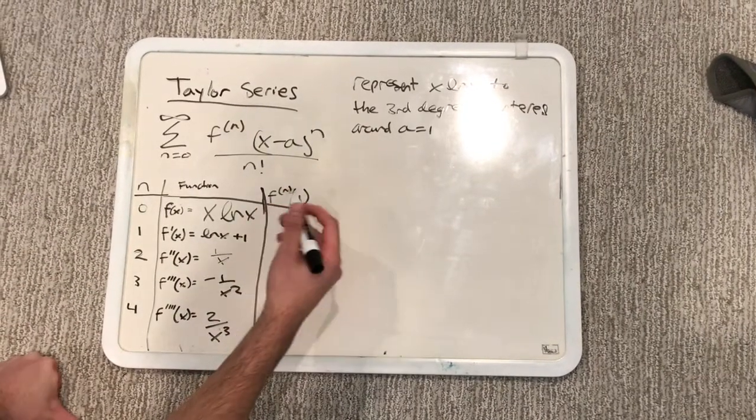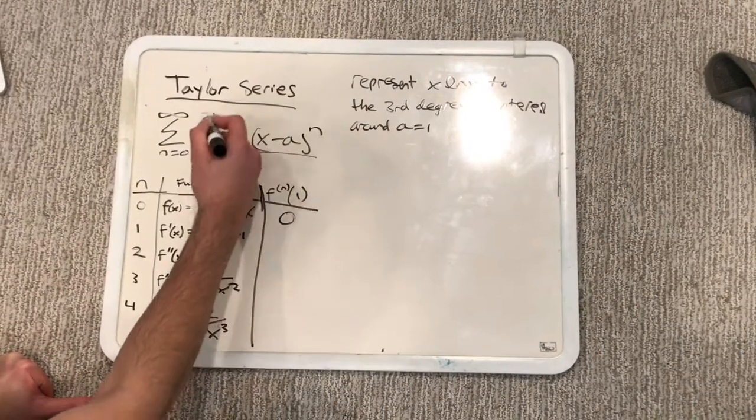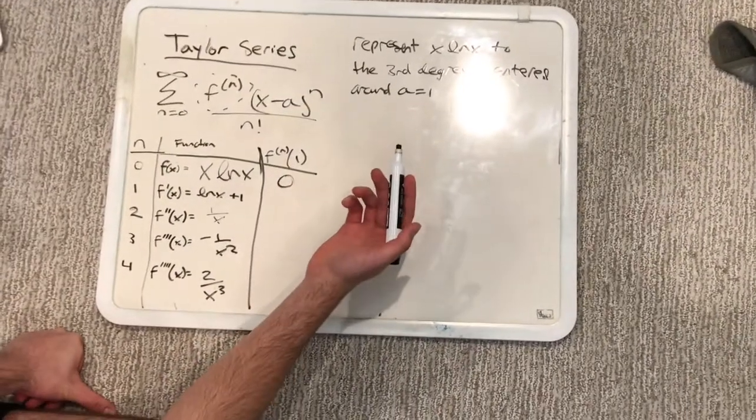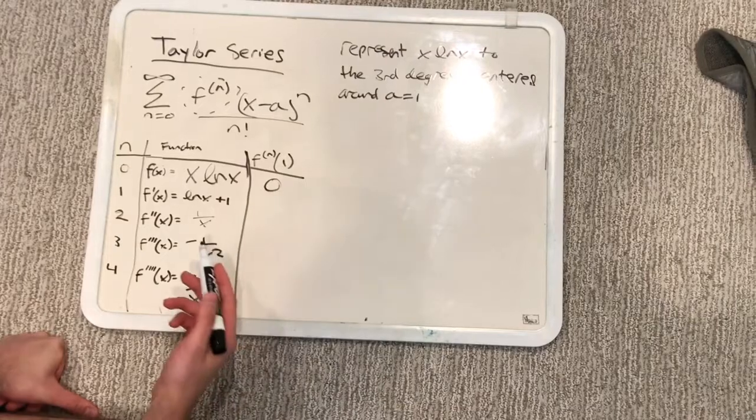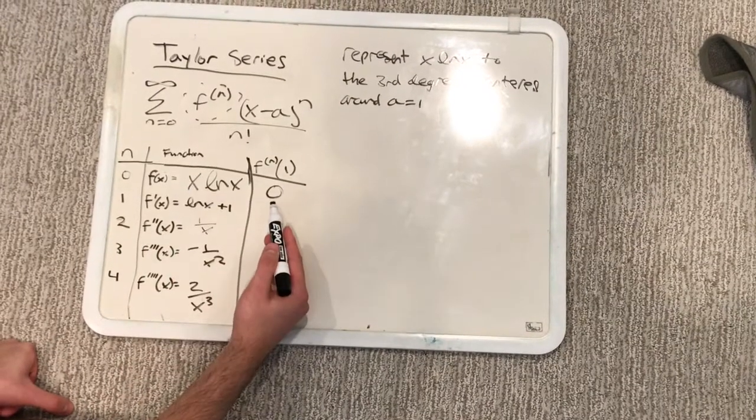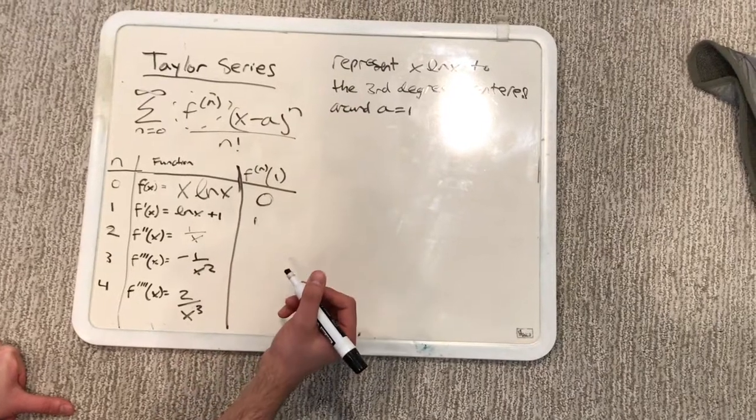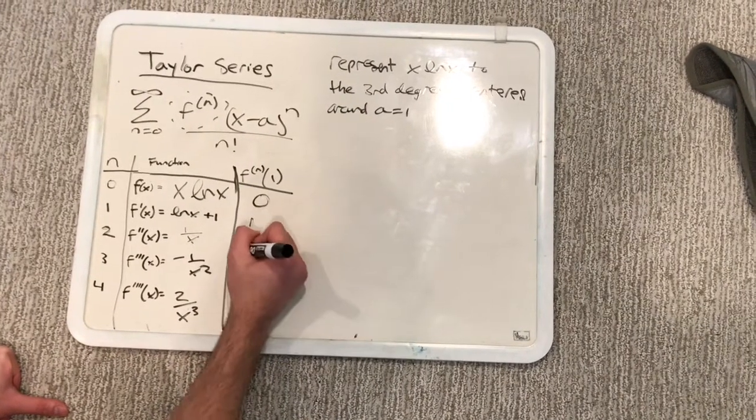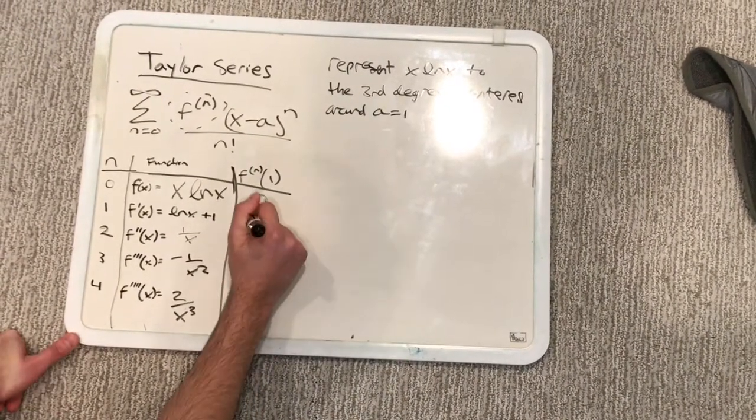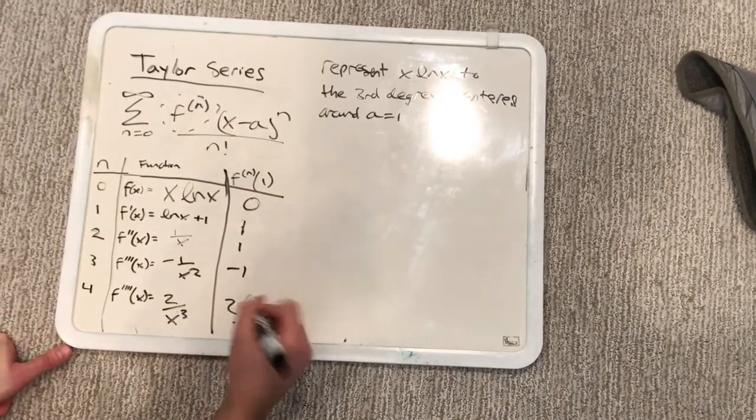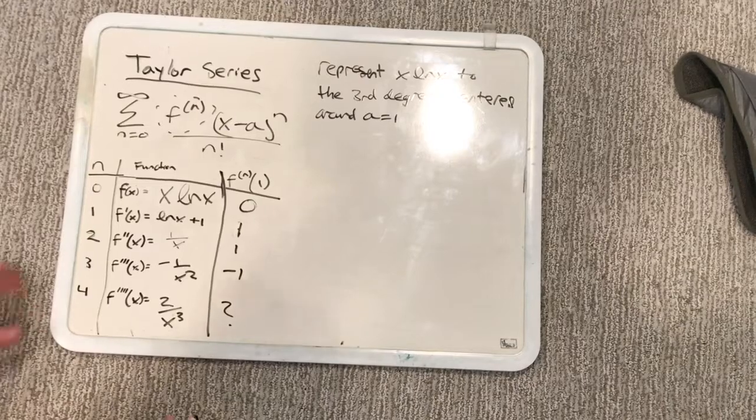And so the way we're going to find the values for f of n is we're going to plug in 1, because 1 is what it's centered around. So when you plug in 1 for this, you're just going to get 0. When you plug in 1 for this, you're going to get 1. And then you keep plugging in 1, you're going to get 1, and then negative 1, and then this is not very important.